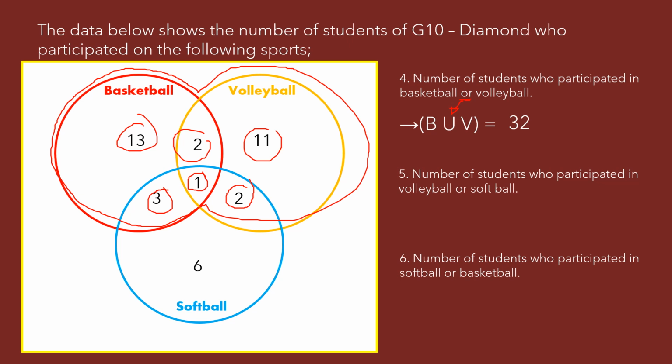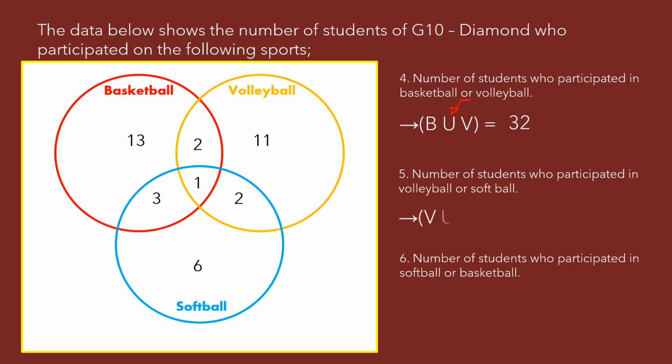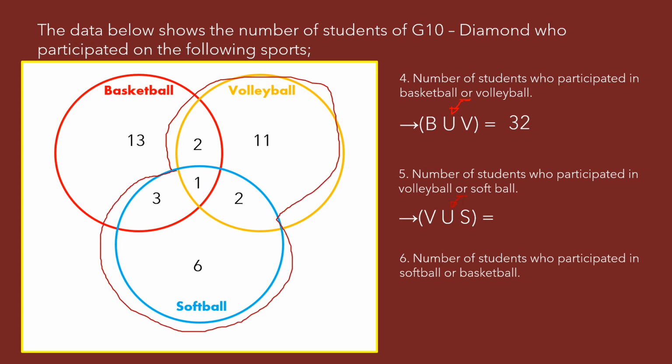For the next one, the number of students who participated in volleyball or softball. We may represent that as V union S, V for volleyball, S for softball. Again, we have the symbol for union because the word used is or. This time, the involved area is the area for volleyball and softball, so we add up all of the numbers within this region because we are dealing with union. Union means combining all of those elements. So we have 11 plus 2 plus 1 plus 2 plus 3 and plus 6, and the answer is 25.